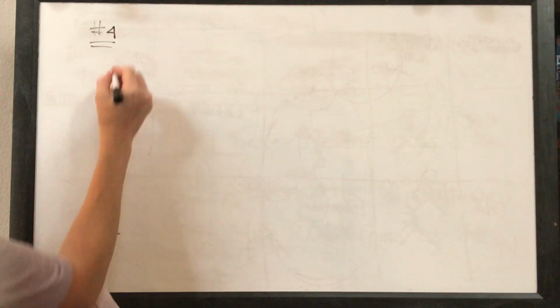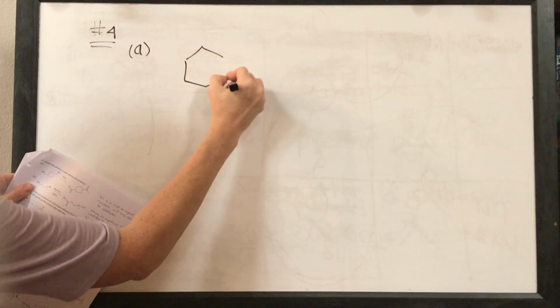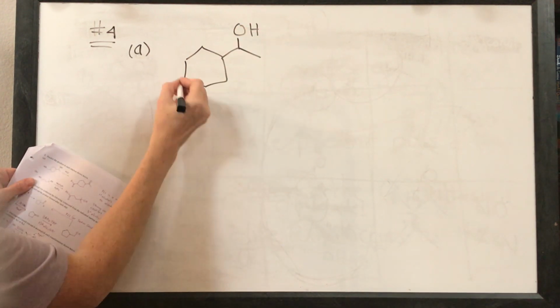So problem number 4 on our worksheet says predict the product in each reaction shown below. Okay, so we just have to know what these different oxidizing reagents do. The main thing is to be able to decide if it's a strong or a weak oxidizing agent.